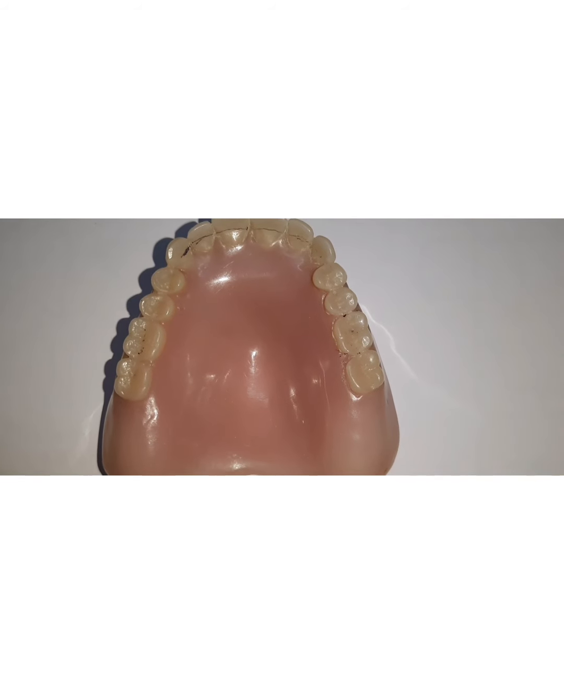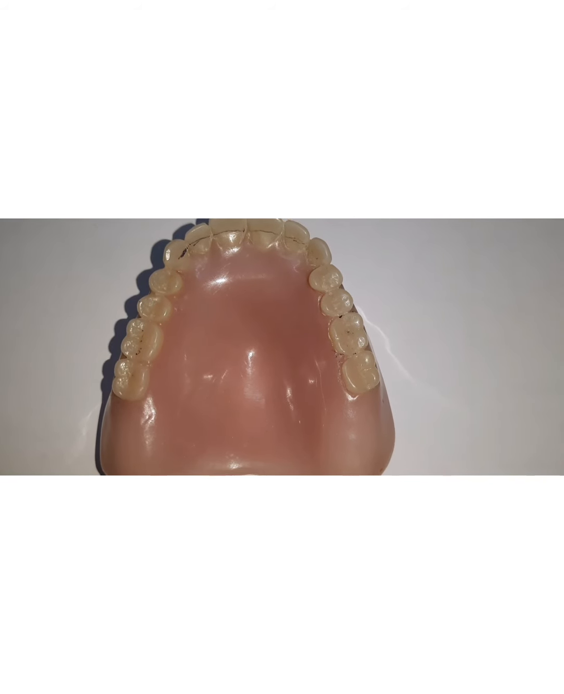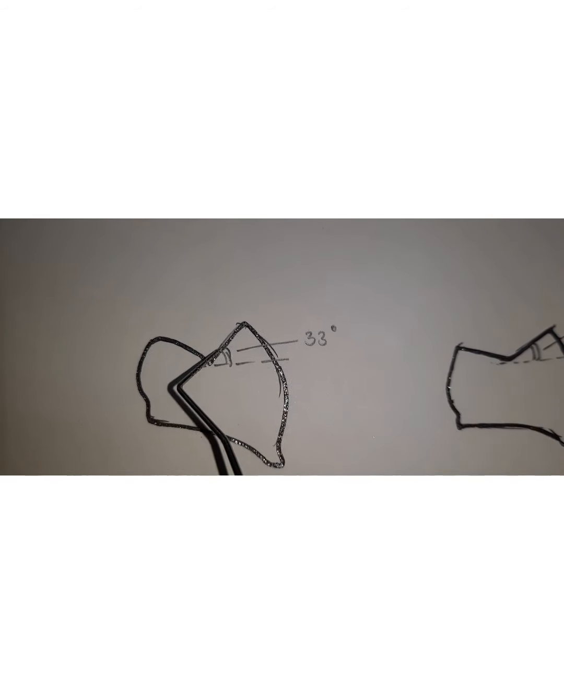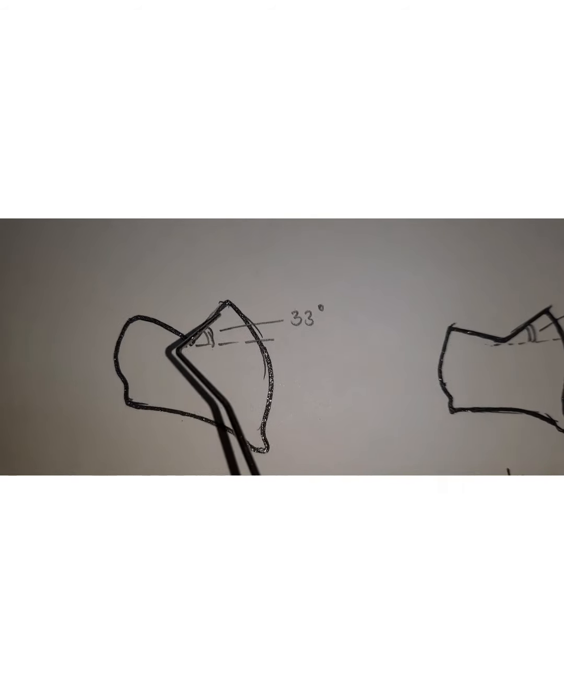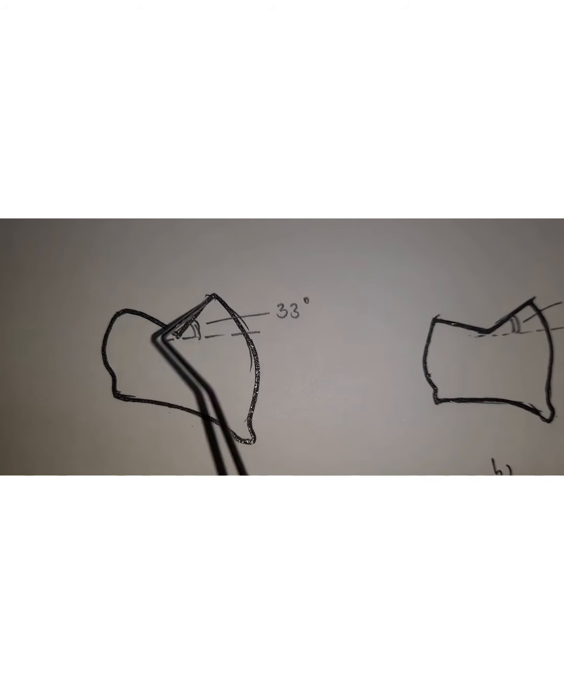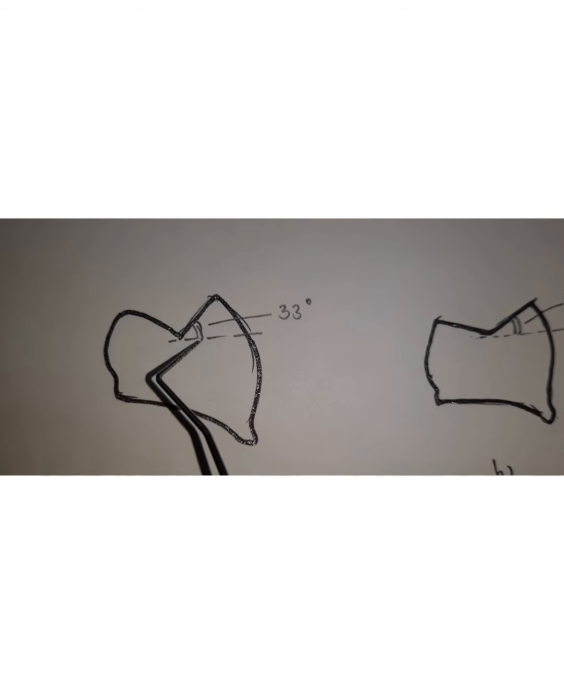So on the basis of the tooth morphology, we can classify denture teeth as follows. They can be anatomic teeth. Anatomic teeth make an angulation of 33 degrees. So this type, which has an edge making an angle of 33 degrees, is called the anatomic teeth. They can be semi-anatomic teeth, where they make an angle of 20 degrees, and they can be non-anatomic, which are also called 0-degree teeth.